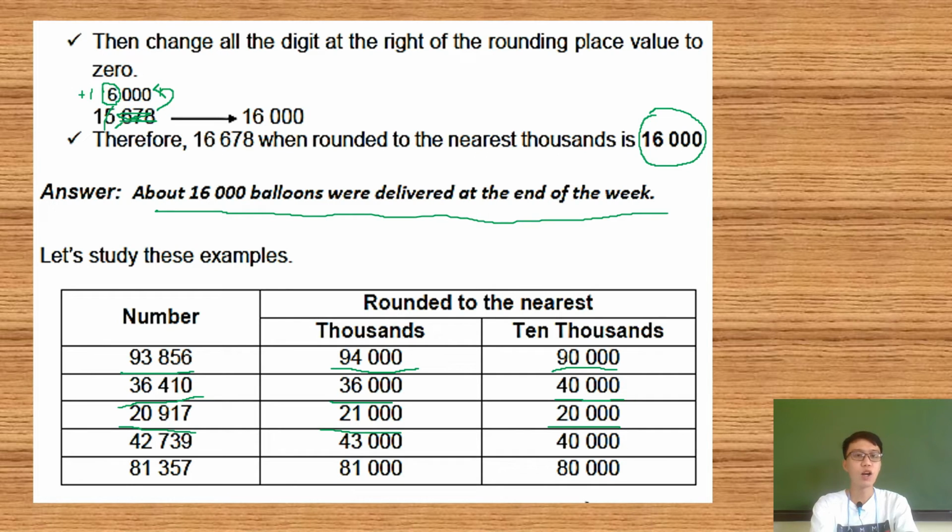Next number, 42,739. When rounded to the nearest thousands, the answer is 43,000. And when rounded to the nearest 10,000s, the answer is 40,000. Last number is 81,357. When rounded to the nearest thousands, the answer is 81,000. And when rounded to the nearest 10,000s, the answer is 80,000.